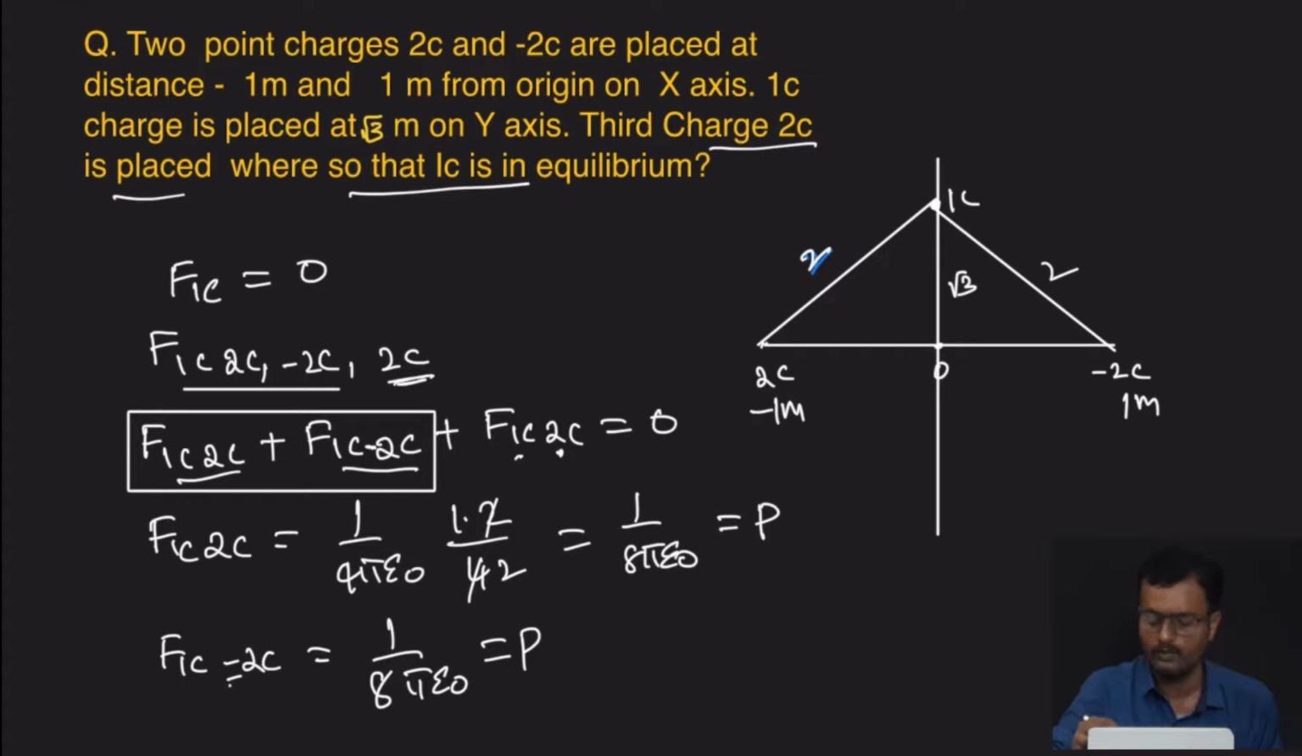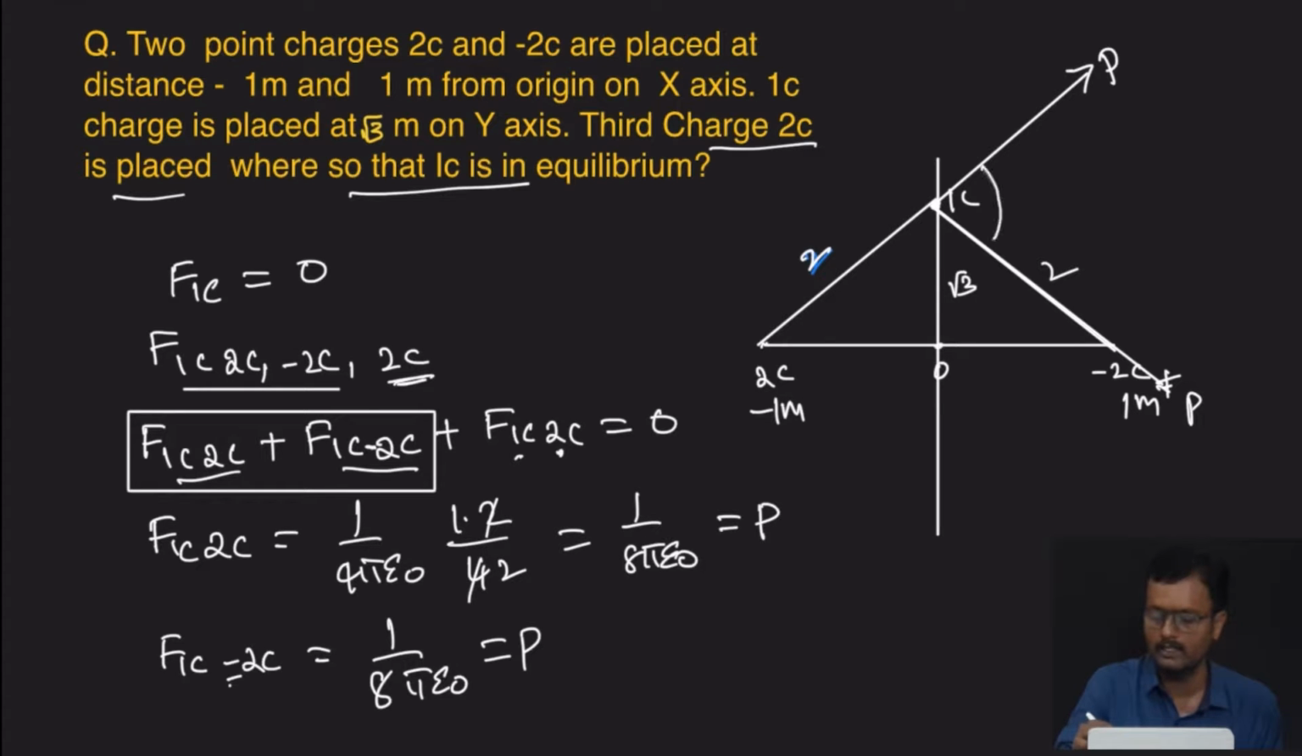Let's go to the directions. The 2 coulomb repels the 1 coulomb along this direction. The minus 2 coulomb attracts the 1 coulomb along this direction. So these are the two directions of two forces whose magnitudes are P and P.